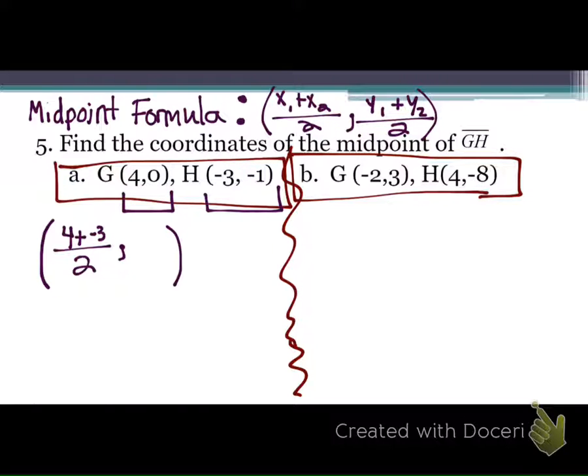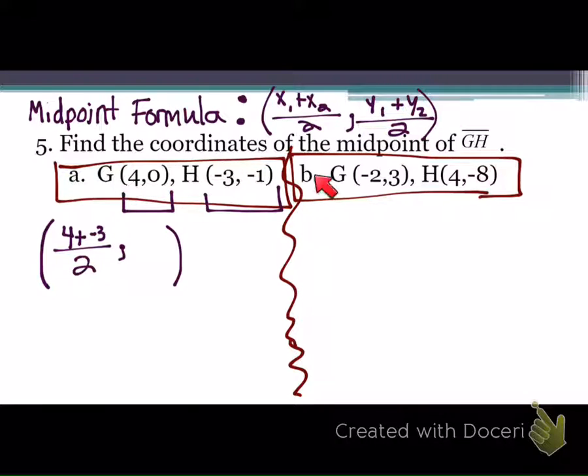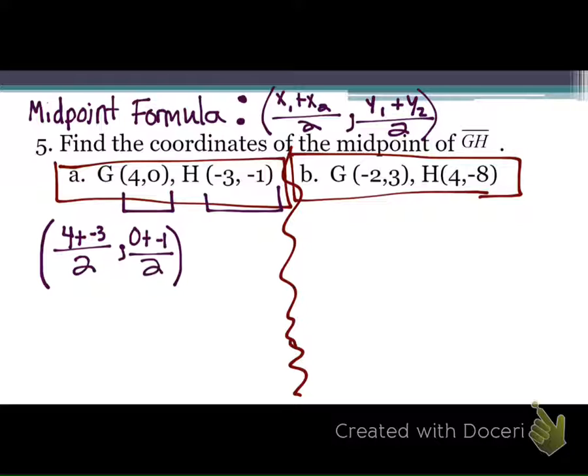How do I find my y? What are my y's here? 0 and -1. Very good. So 0 plus -1 divided by 2, just like up here.